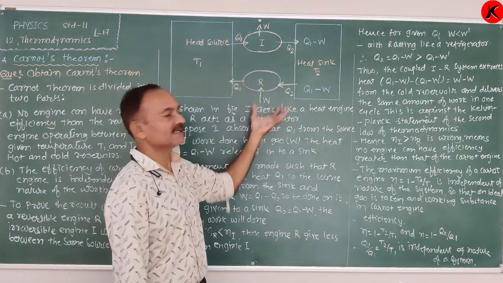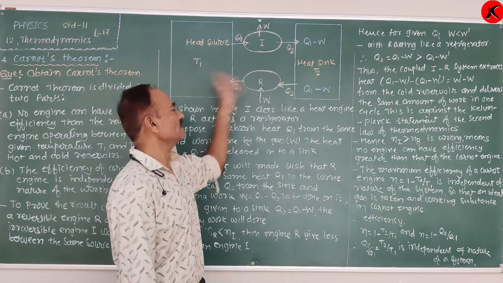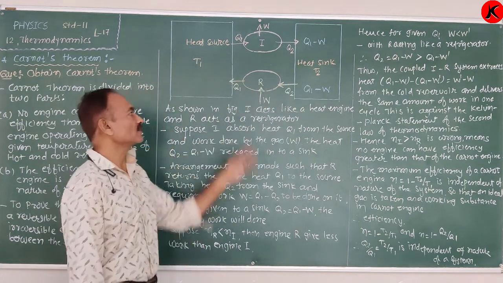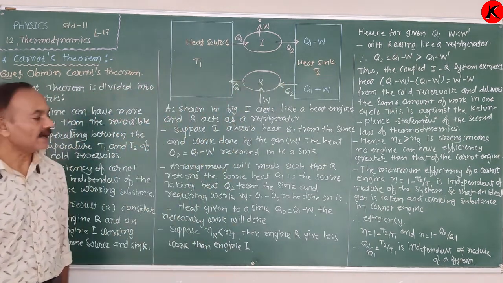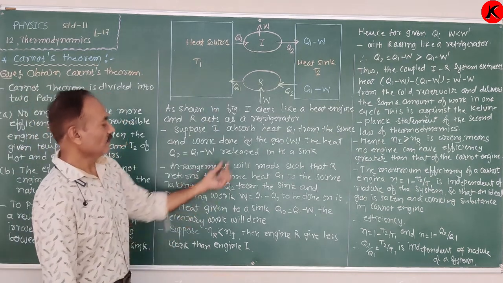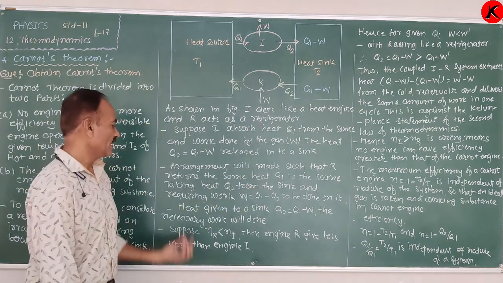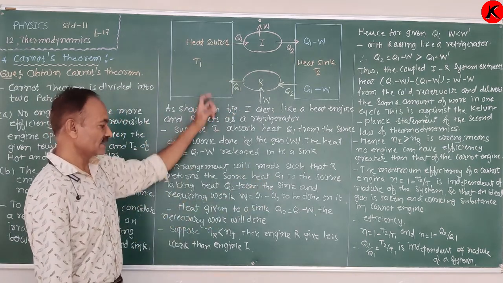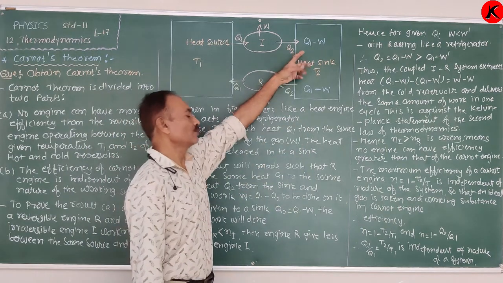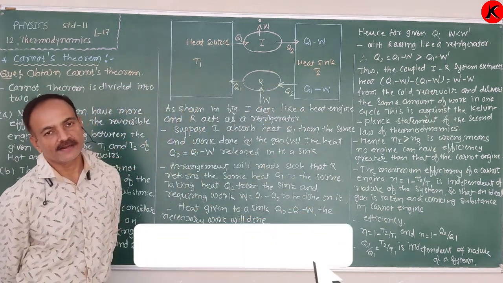To absorb this heat, work is done on the gas of the working system. As a result, Q1 amount of heat is released to the heat source. How much work is required? The work required is Q1 minus Q2. And the heat given to the sink, Q2, is Q1 minus W, and the necessary work will be done.